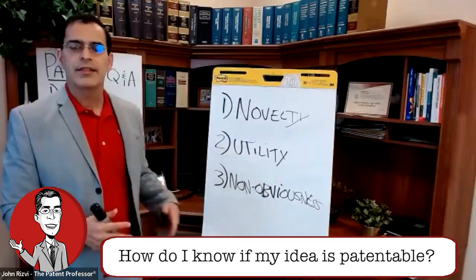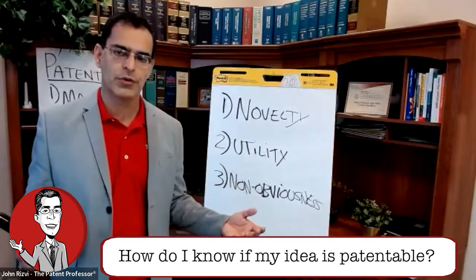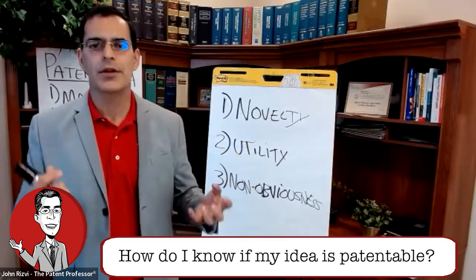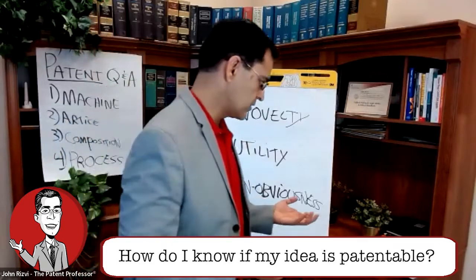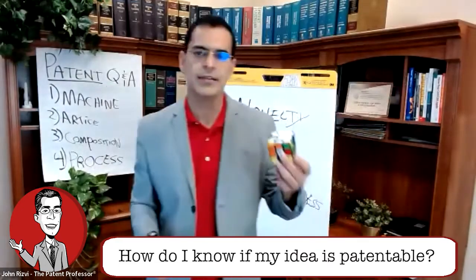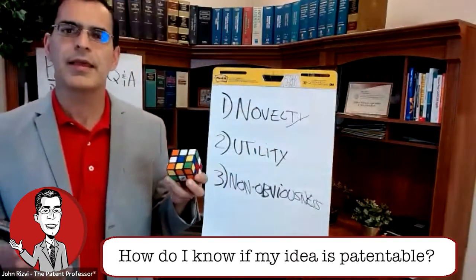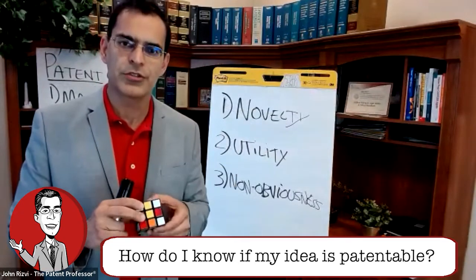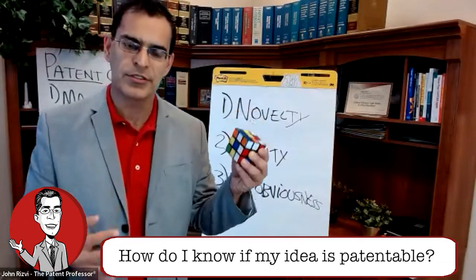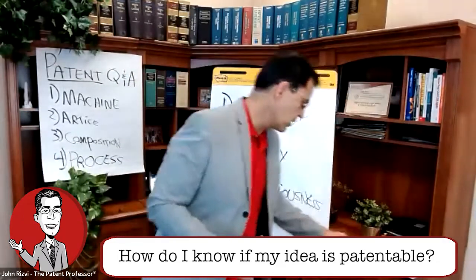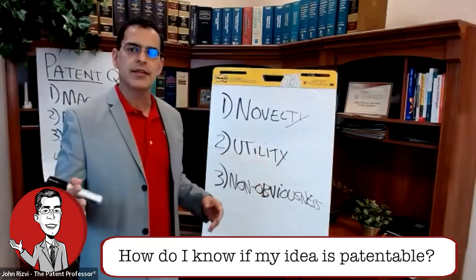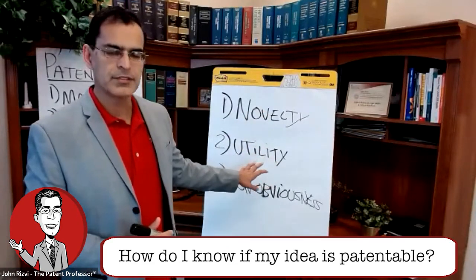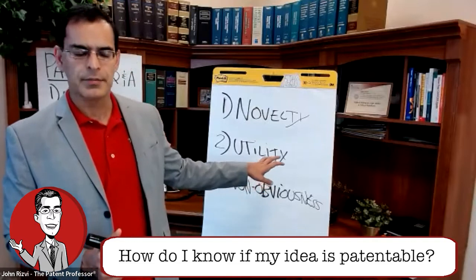Now, utility. The idea has to be useful, which the patent office is not going to get into the merits of whether an idea is actually useful. They're not going to look at, say, the Rubik's Cube and make a judgment on whether this is a good game or an interesting game or something that the world needs. That's not their job. By utility, basically, does the idea do what it purports to do? If it does, then it meets the utility requirement for patentability.